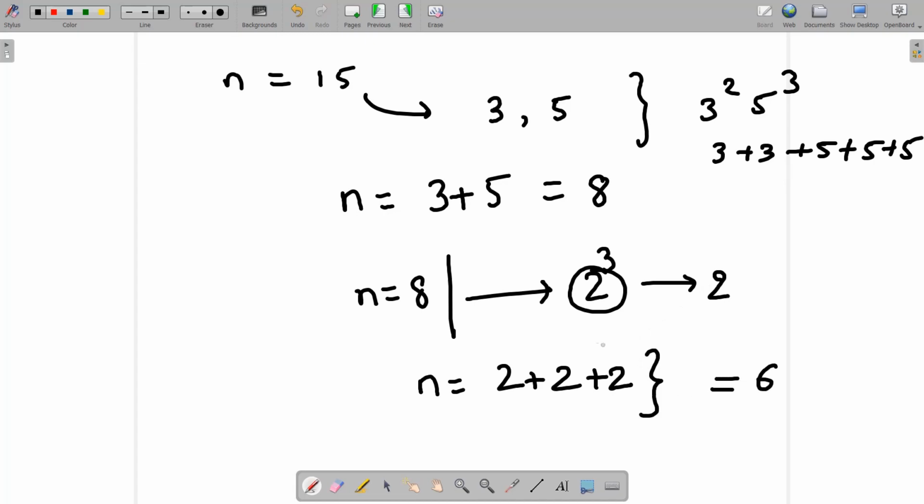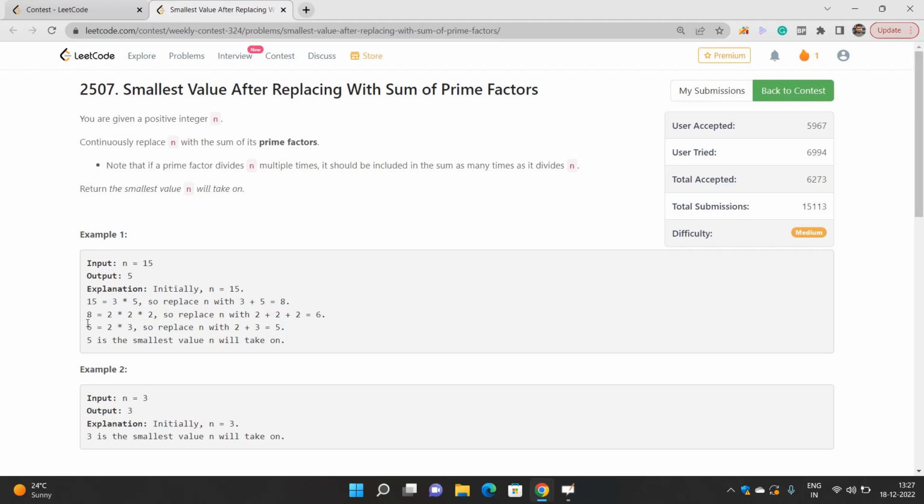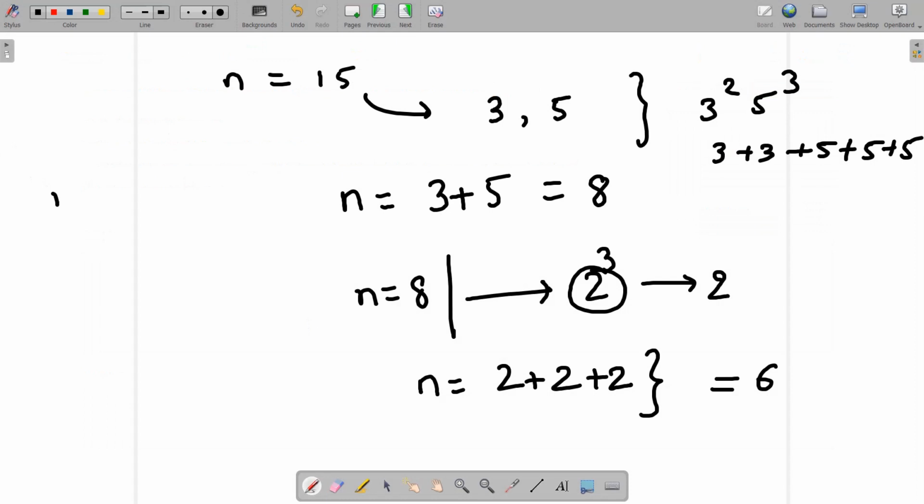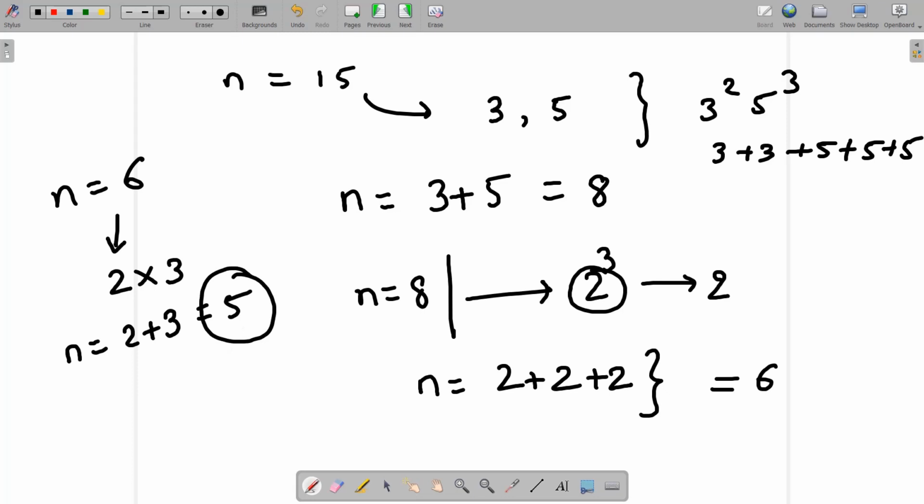Here we are having 2 power 3, so you consider 2 plus 2 plus 2, which is going to be 6. So replace n with 6. Now we have n as 6 again. Now you need to replace n with its prime factors, which are 2 and 3. So you write n as 2 plus 3, which is going to be 5. Now when you try to replace n equal to 5 with its prime factors, you will get only 5. So 5 will remain as it is. When you get the same n, you are going to stop. So the final value where we stop is n equal to 5.